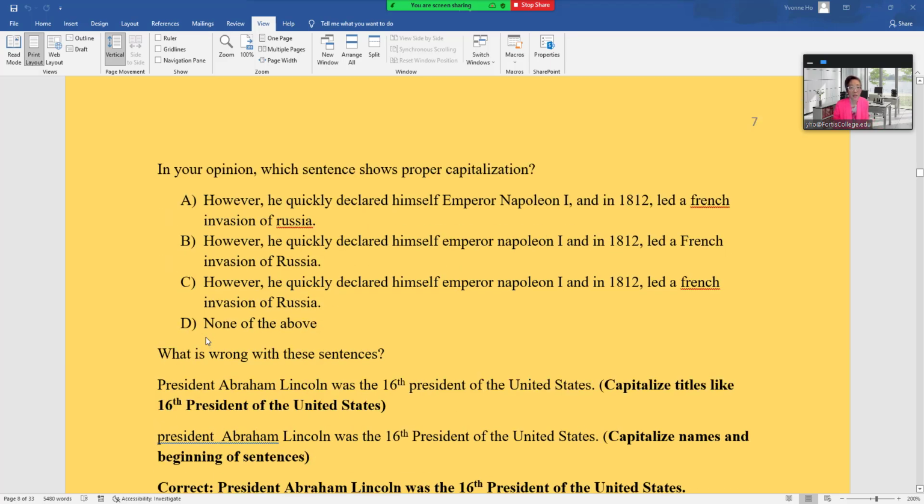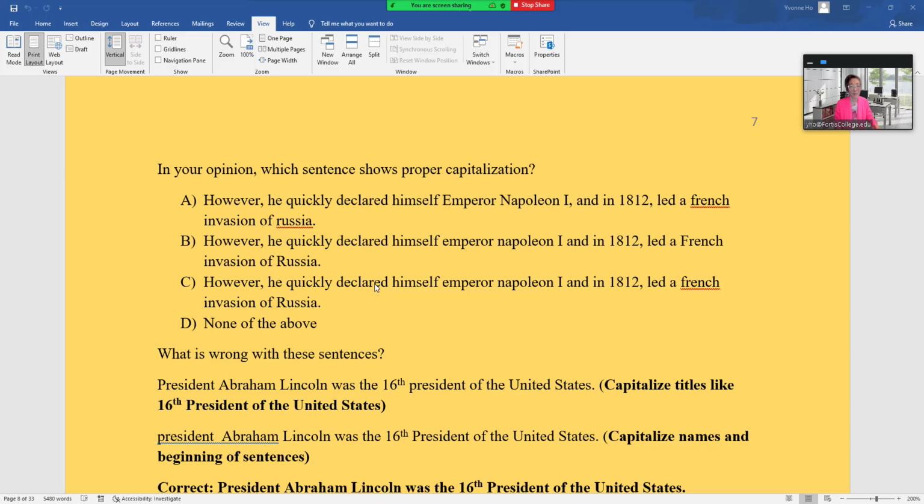In your opinion, which sentence shows proper capitalization? However, he quickly declared himself Emperor Napoleon I, and in 1812 led a French invasion of Russia. So remember, you have to capitalize French because it's the name of a country, and you have to capitalize Russia. It's the name of a country. So A is incorrect. You need to capitalize Emperor Napoleon. So this sentence is incorrect.